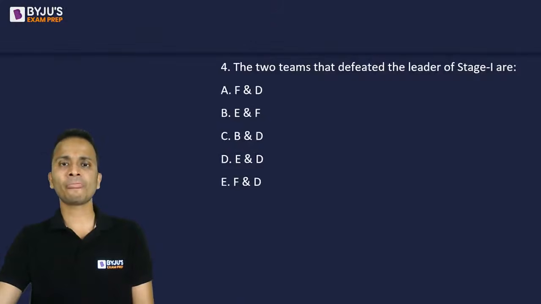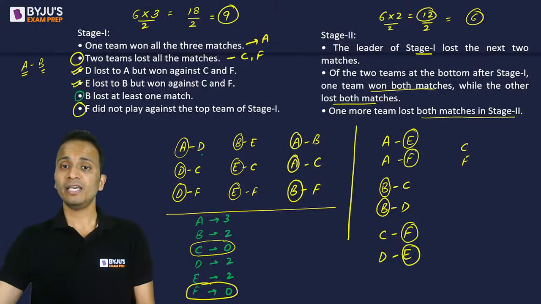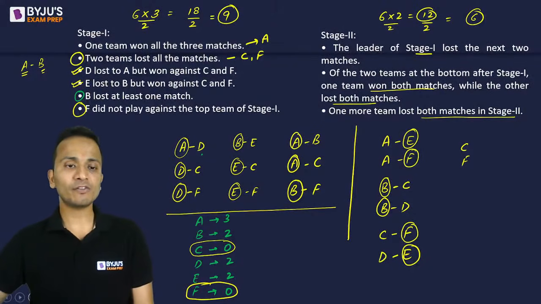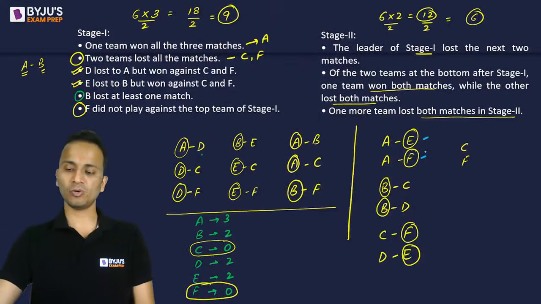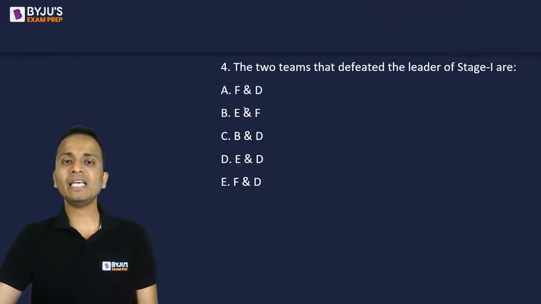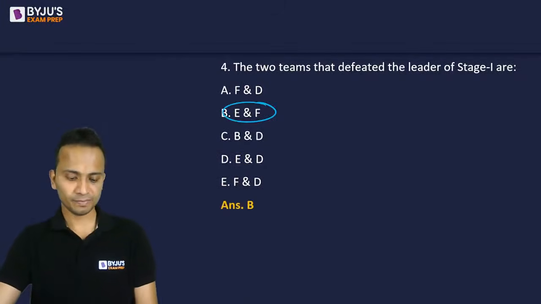So question number 1, the two teams that defeated the leader of stage 1. Stage 1 का leader कौन था? A. The two teams that defeated the leader of stage 1, कौन सी दो teams है? E and F. Okay, so the answer should be E and F. That is option B.